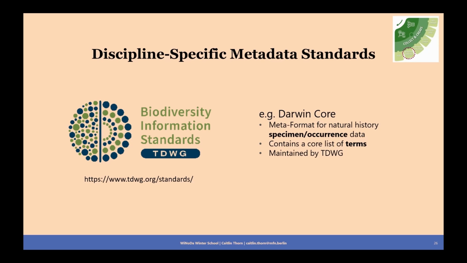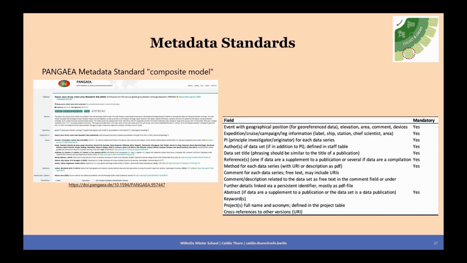Another metadata standard is Pangaea. This is Pangaea's composite model. Pangaea publishes earth and environmental science data. You can maybe see, if you squint really hard, the different fields that they cover. Metadata they would ask for here is an abstract, keywords about the project, the source of the project, the references, and then on the right you can see some fields that they require, like who is the PI of the project, the author, the dataset title, things like that. So that's just an example of what kind of things a metadata standard might ask you for.